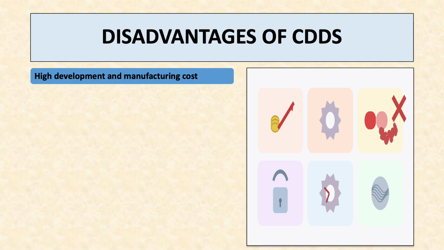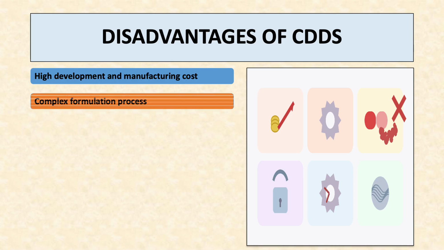Formulating controlled release systems often requires specialized polymers, coatings, or nanocarriers. Complex quality control and stability testing increase costs. This is a major barrier for low-cost generic manufacturers.